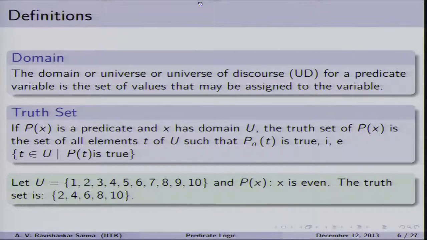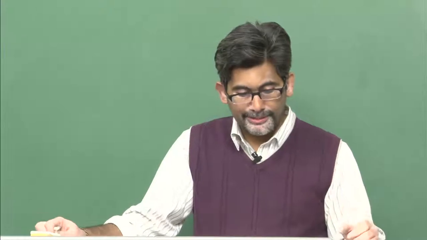First we need to have a domain. So domain is usually considered to be a universe, or we can also talk about the universe of discourse. Sometimes in some textbooks it is written as universe of discourse. For the predicate variable, the domain is some set of values that may be assigned to a given kind of variables. A domain can be natural numbers, a set of people, a set of animals, or a set of rivers, etc. They're all considered to be one particular kind of domain.